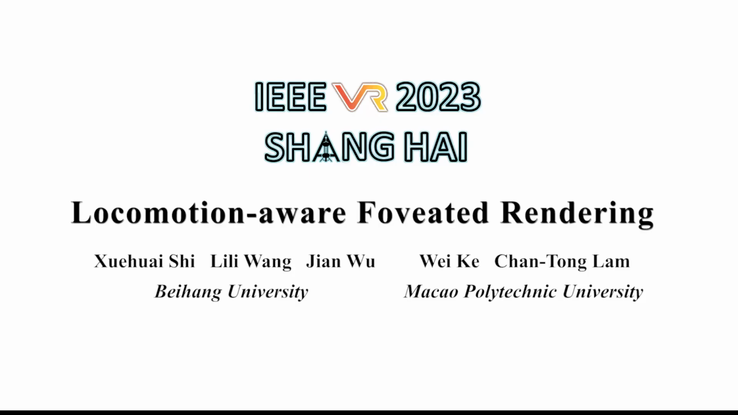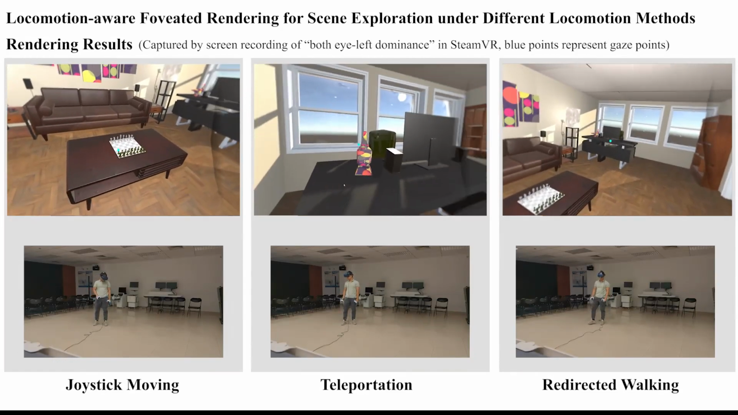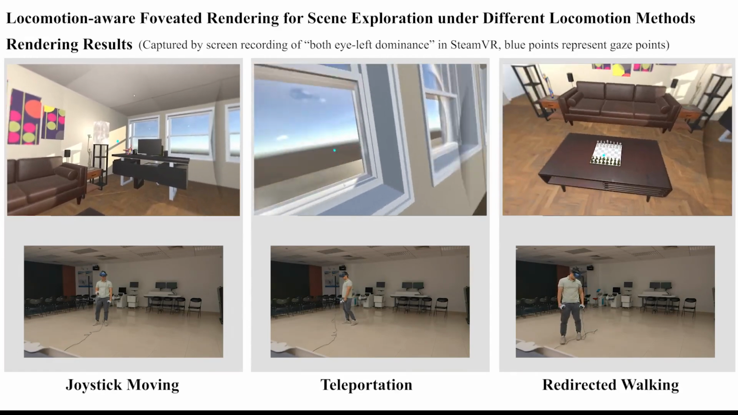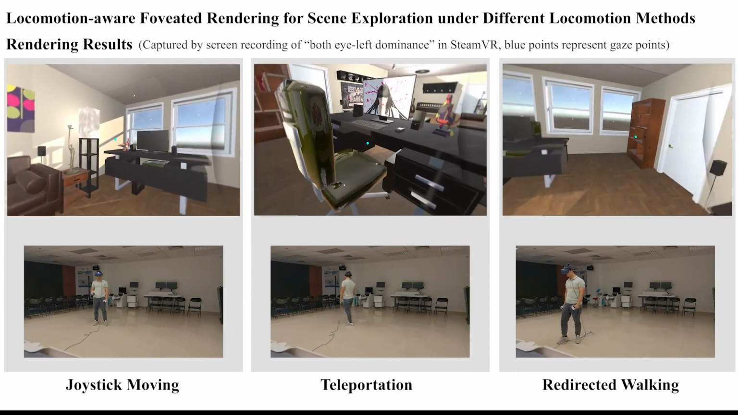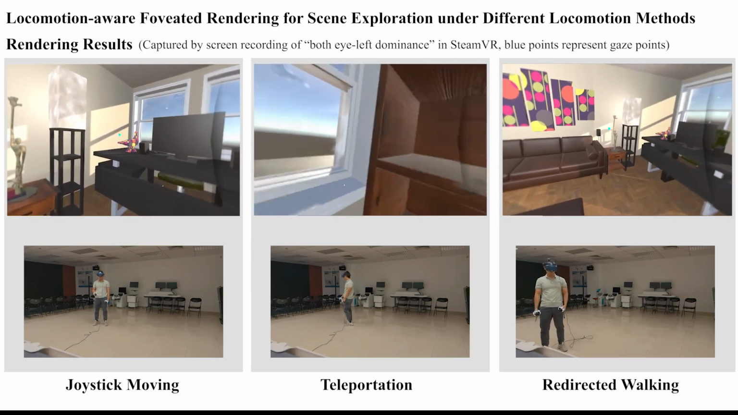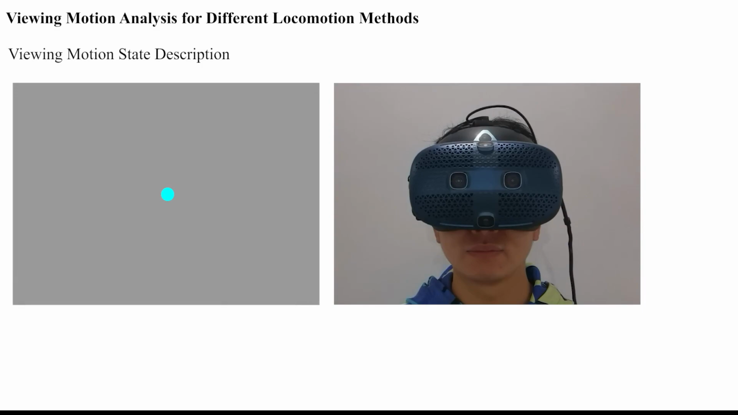Locomotion-aware foveated rendering. In this paper, we propose the locomotion-aware foveated rendering method, for exploring VR scenes using different locomotion methods, to accelerate foveated rendering performance without sacrificing the perceptual visual quality. Firstly, we analyze the viewing motion when using different locomotion methods exploring VR scenes.